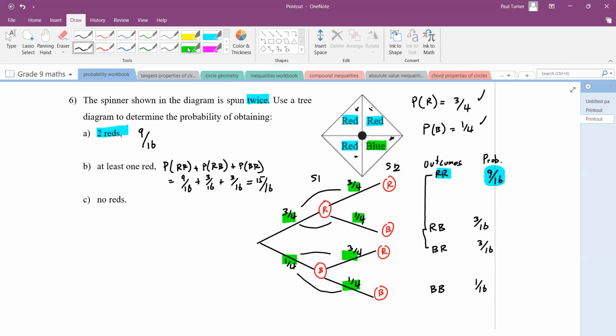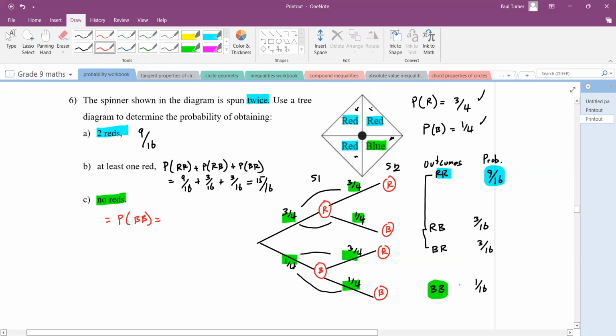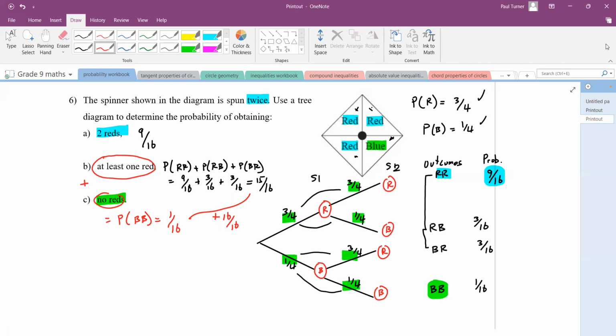Okay, so no reds. Well, no reds is the same as getting 2 blues, isn't it? So we could write that as the same as having probability of getting 2 blues. So your chance of getting 2 blues is 1/16. So notice that if you add these probabilities, you're going to get 16/16, aren't you? Because you either get no reds or at least 1 red. So adding these 2 will add up to 16/16. So that's the end of that question.